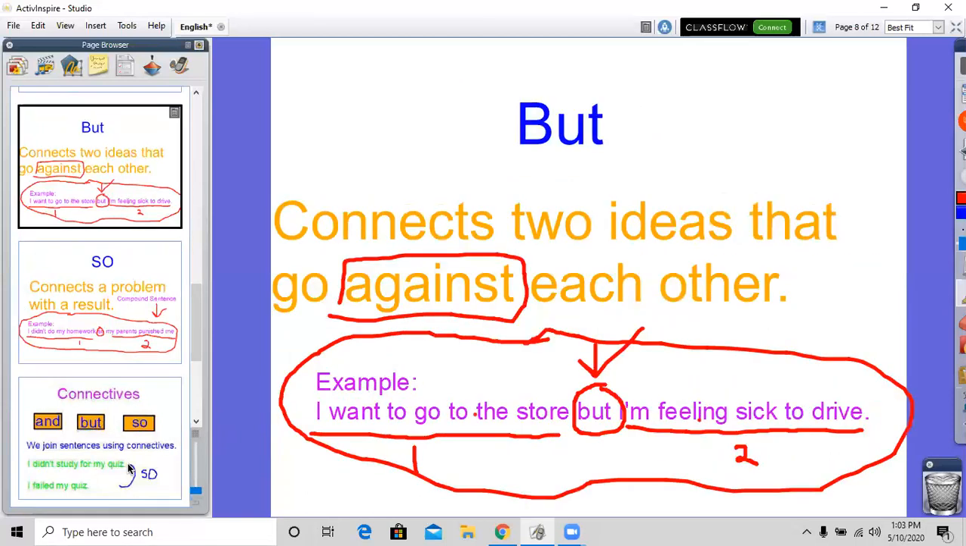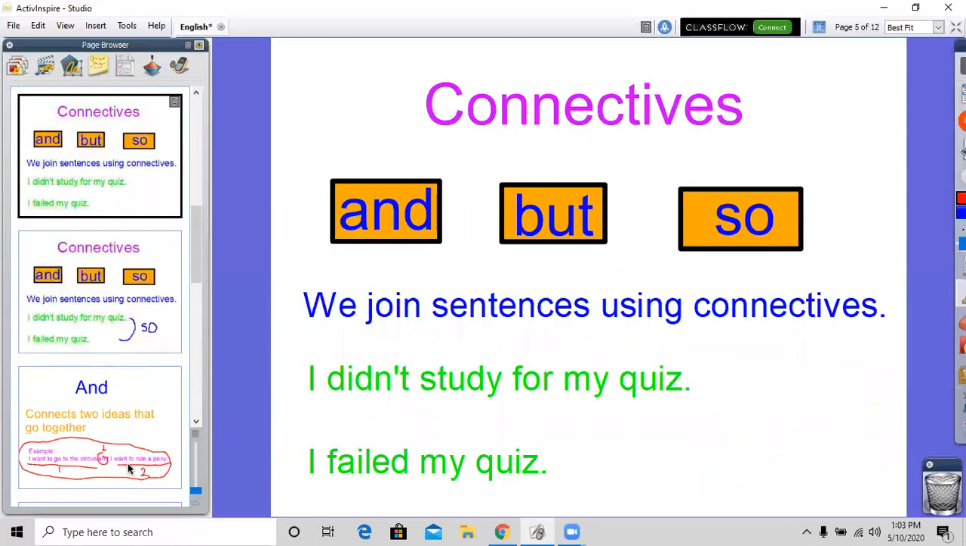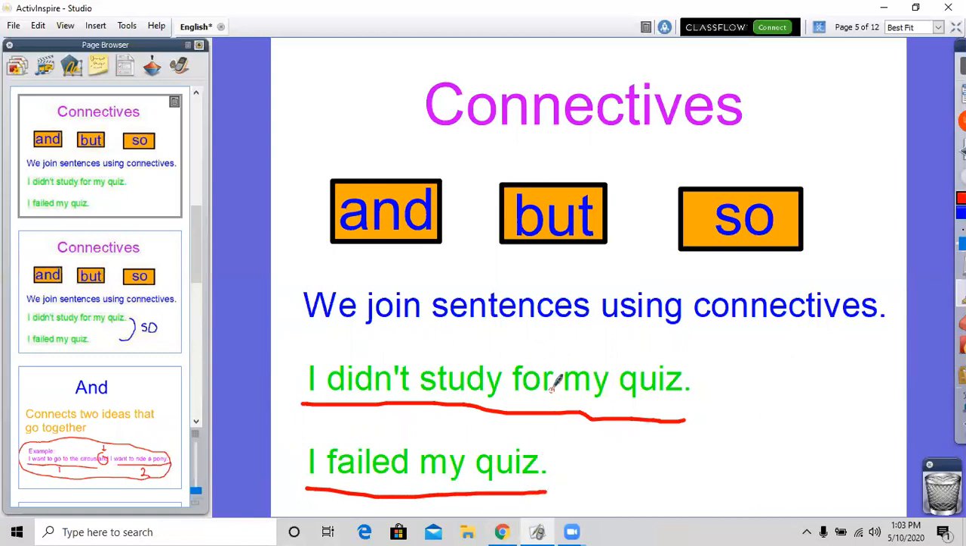Okay, so I have a question for you. We join sentences using connectives, as we just mentioned. We've got three connectives here: and, but, and so. We want to join these two sentences using one of these connectives. So we have one simple sentence, another simple sentence. I want to join them and make a compound sentence using a connective. So just take a few seconds, try and think, which connective should I use?